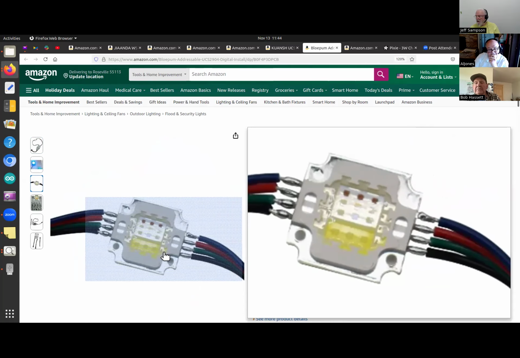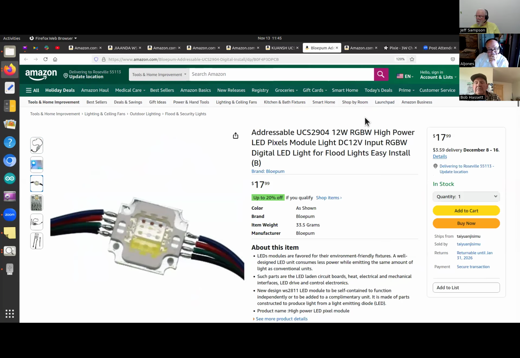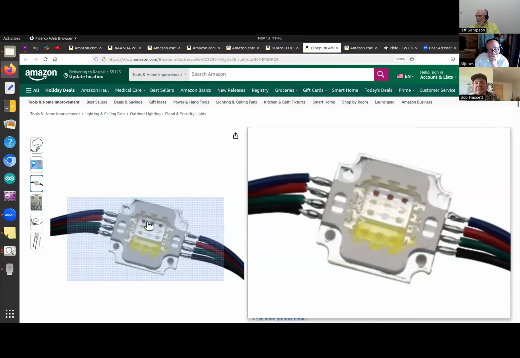So ideally you want to bolt this down to a chunk of aluminum or something. So what else do they tell us? It's addressable. They say 12 watts. So again, you have to be careful. They might call it 12 watts, they might call it 3 watts, regardless of what it is. So it probably means these are 1 watt LEDs in here.